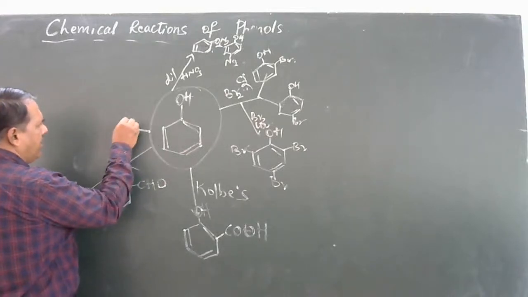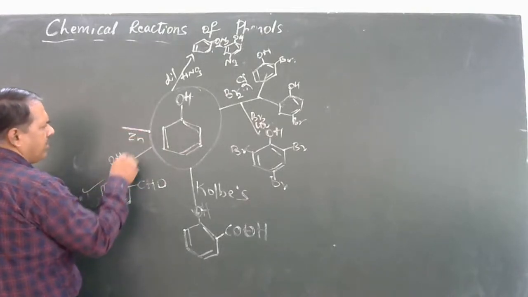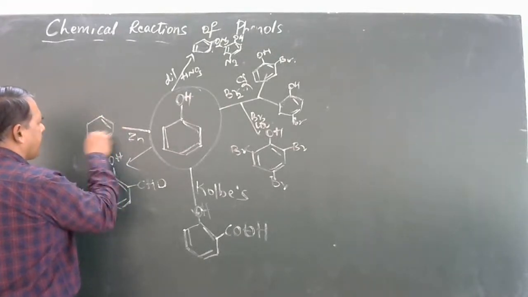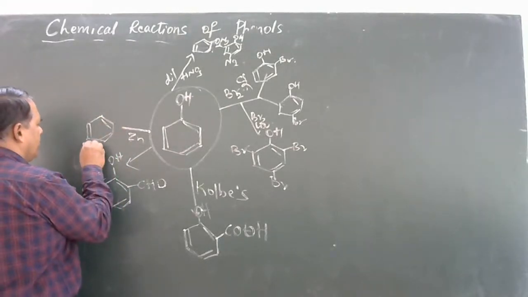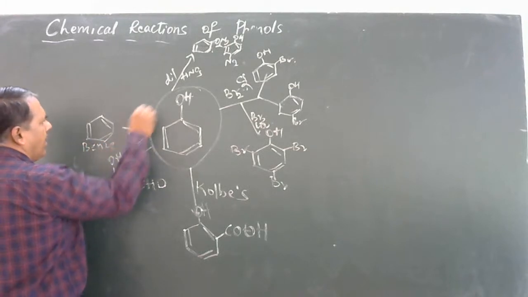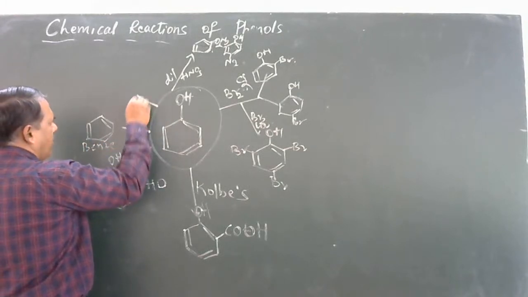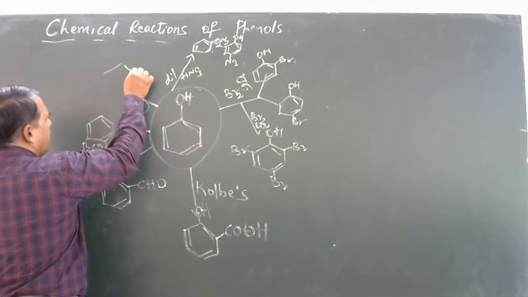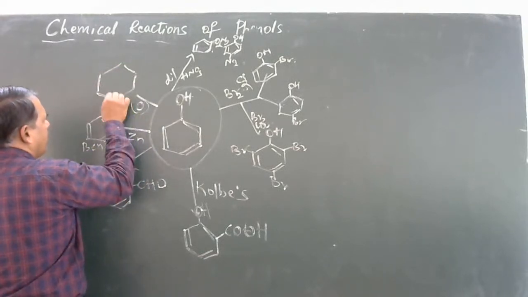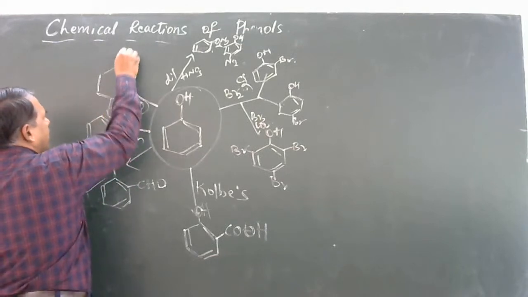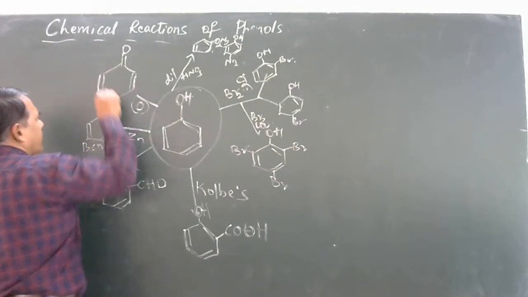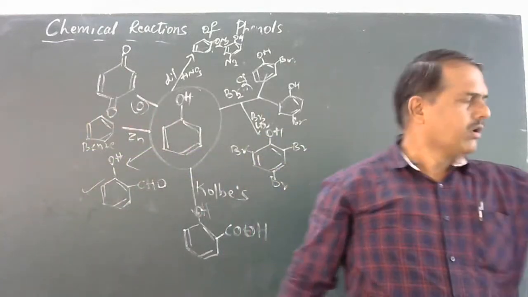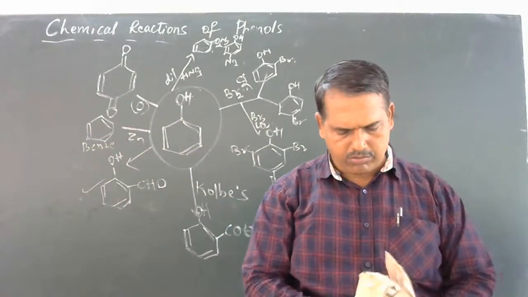Again, when phenol is distilled with zinc, directly you will get benzene. See, most important reaction. Again, phenol is oxidized. On oxidation, you will get benzoquinone. Double bond, and here also double bond, two ketonic groups. Are you clear?